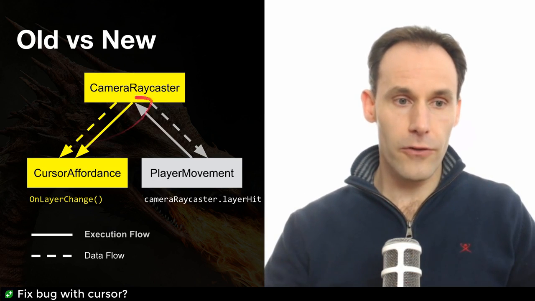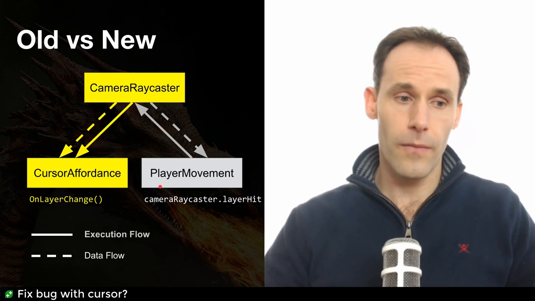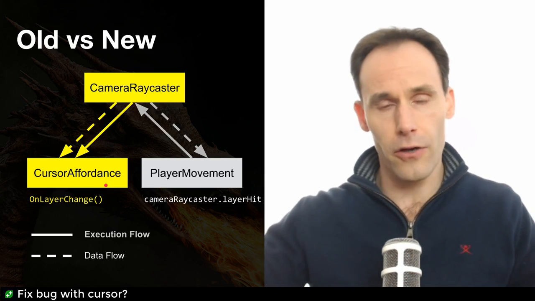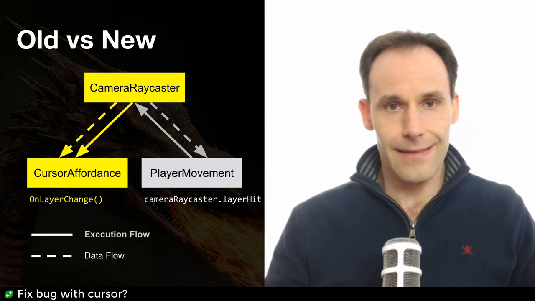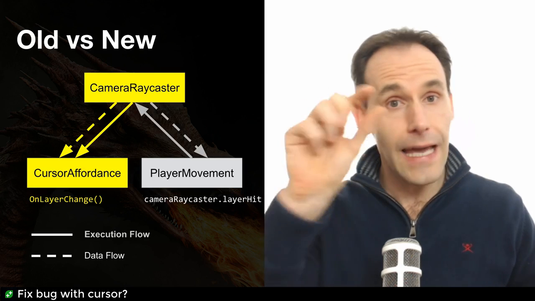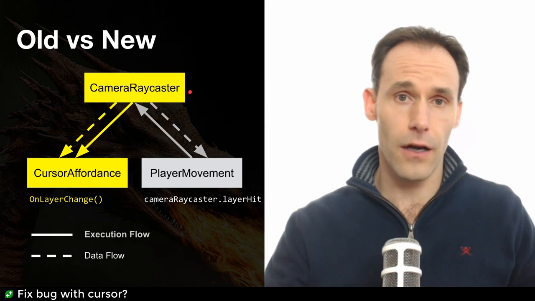We want to be able to reverse this dependency so that the camera raycaster doesn't need to know anything about the existence of cursor affordance whatsoever. And we want to be able to add as many other things like cursor affordance, like a sound. Maybe when you hover over loot, it makes a clinkling sound, or you hover over an enemy, it shows the enemy name in the UI. But we want to be able to add that functionality without changing camera raycaster at all.